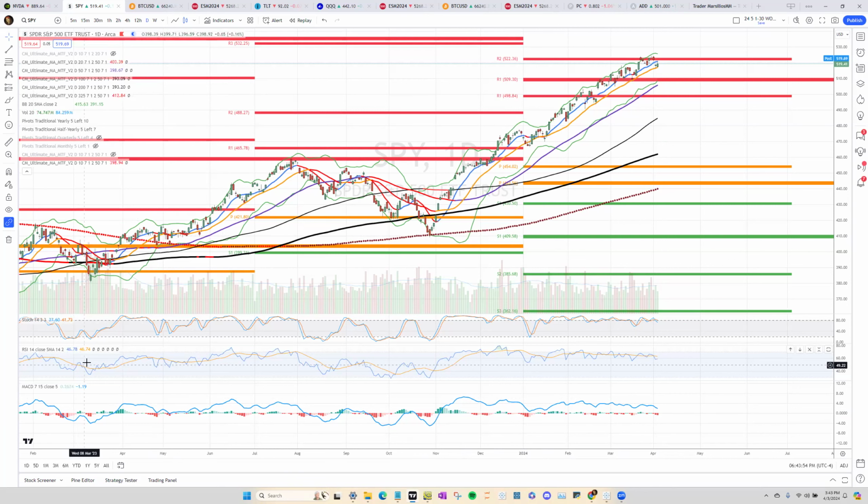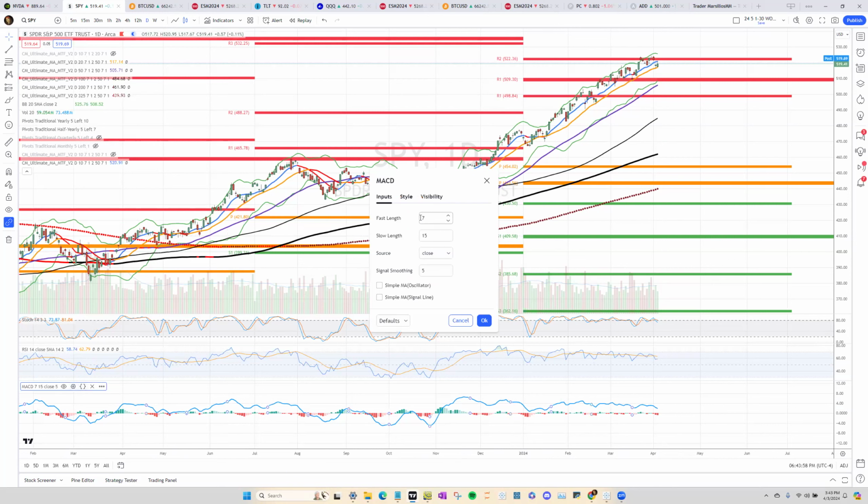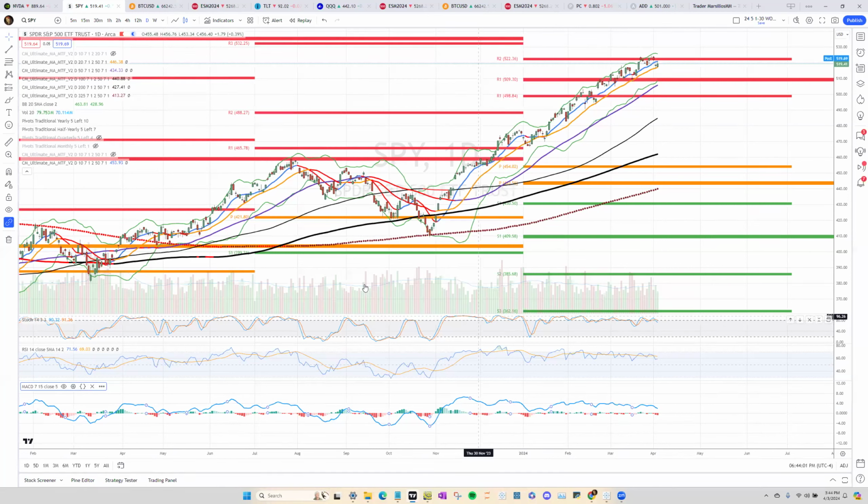So 7, 15, 5. Here are the settings: fast length, slow length, and signal smoothing is 5. And so now I'm just going to show you a couple other examples. Once you have all these set up, you can create different layouts.